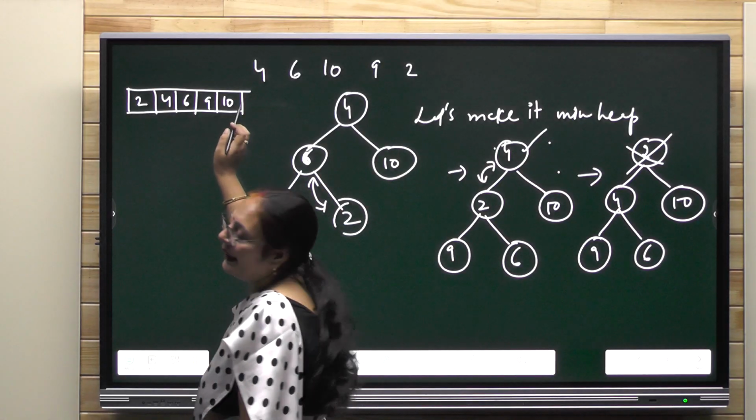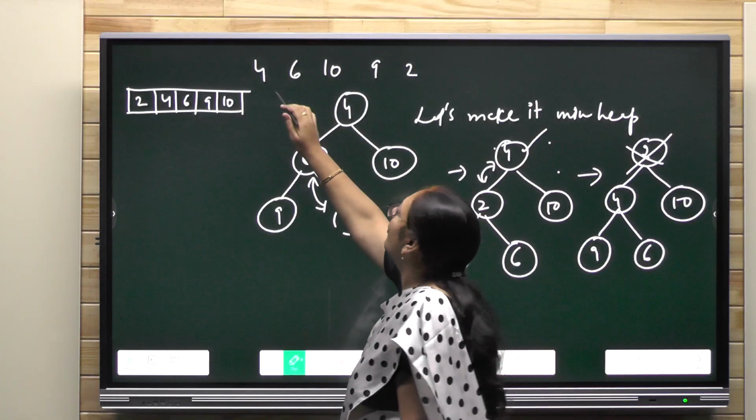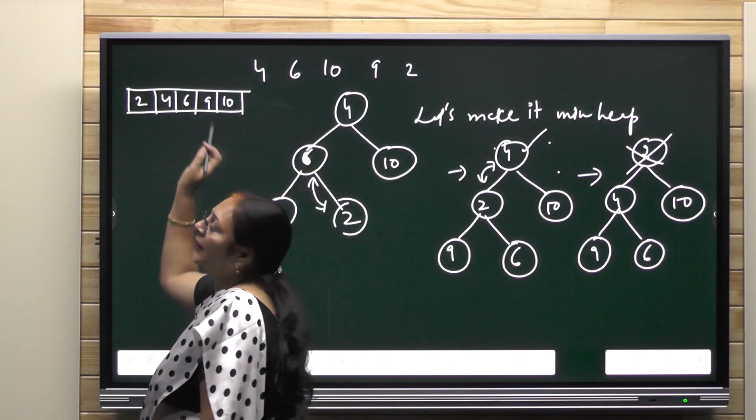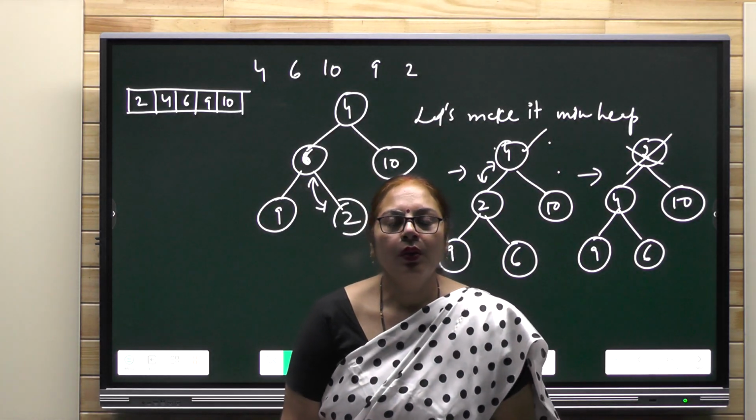Now the tree is empty, and what have we got here? 2, 4, 6, 9, 10. The sorted list of elements. From where did we start? We started from 4, 6, 10, 9, 2, and we got the resultant array 2, 4, 6, 9, 10. That means the array is sorted. So this is how heap sort works.